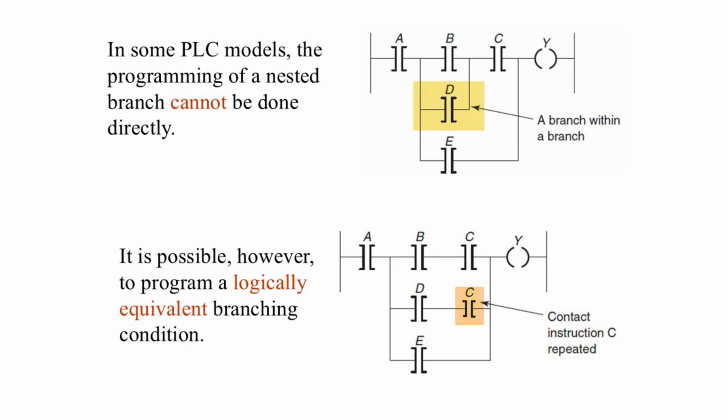The issue here is that some PLCs or programming software will not allow this type of structure to be drawn directly, because it becomes difficult for the processor to interpret the exact logical order of evaluation. However, the same logic can still be achieved by reprogramming it in a logically equivalent form, as shown in the lower example. Instead of creating a branch within a branch, we can repeat one of the instructions, in this case C, to flatten the structure.